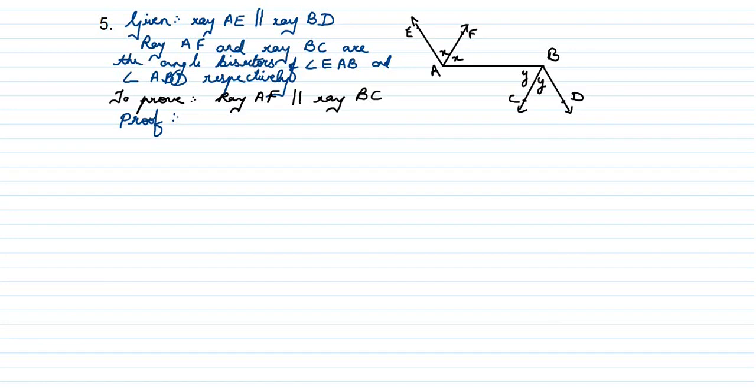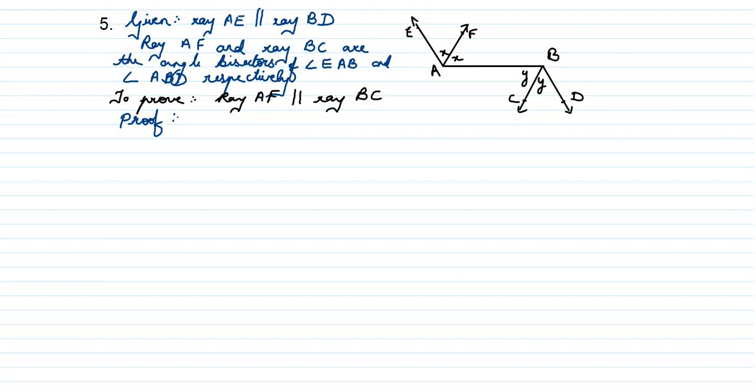Now we start with the fifth question of the exercise 2.2. The question says, in the figure, ray AE is parallel to ray BD. Ray AF is the bisector of angle EAB and ray BC is the bisector of angle ABD. Prove that line AF is parallel to line BC.